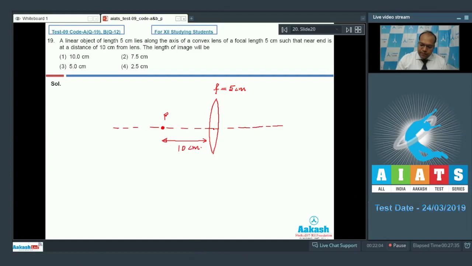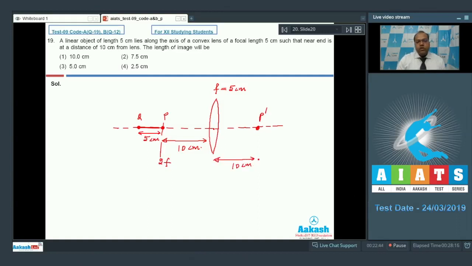Let this point be P and the other end of the object be at this position, and this separation is given as 5 cm. Let this point be represented by Q. So this is the object which lies on the axis of the convex lens. Since the focal length of the convex lens is 5 cm, this point P is at a distance of 2f from the lens. So its image P dash will form at a distance of 10 cm from the convex lens.